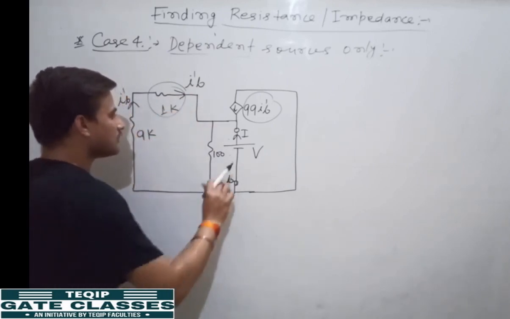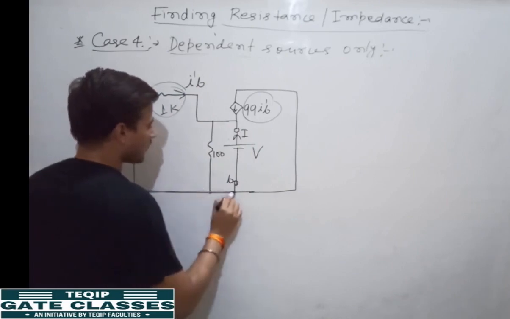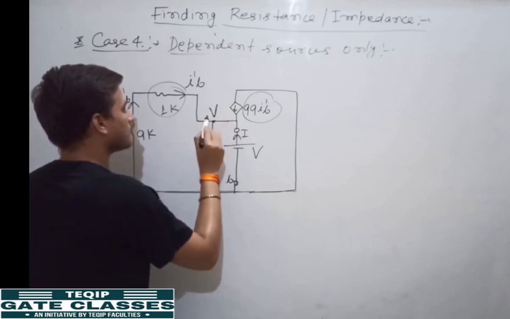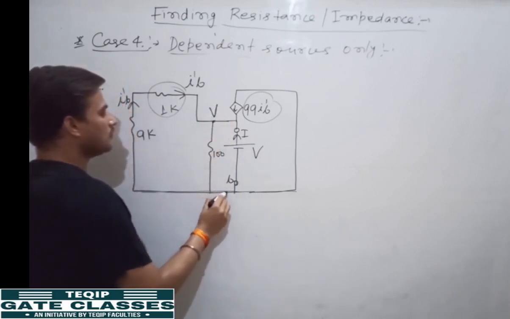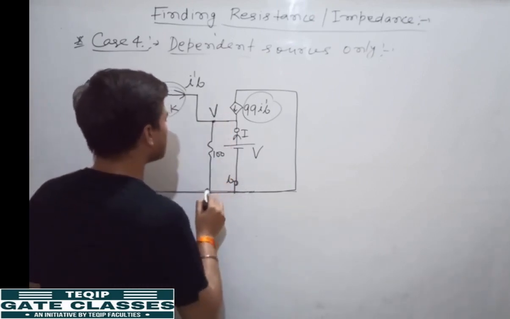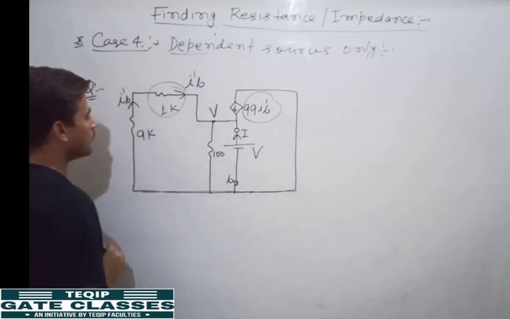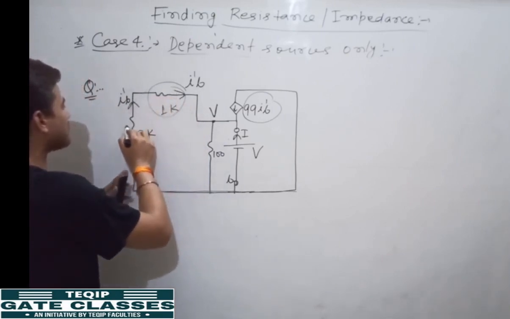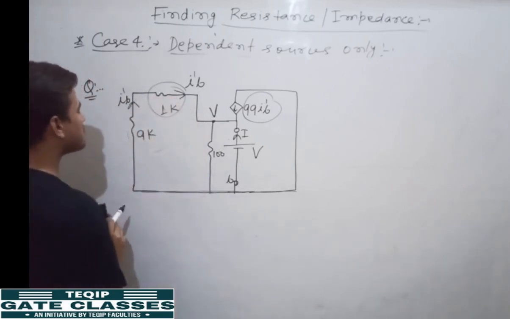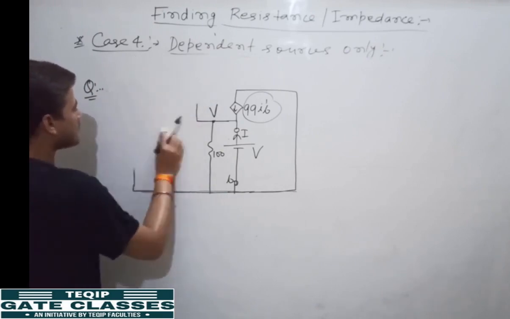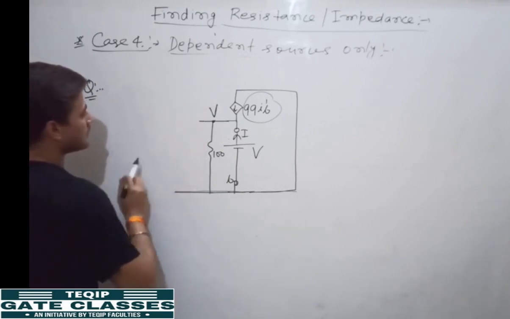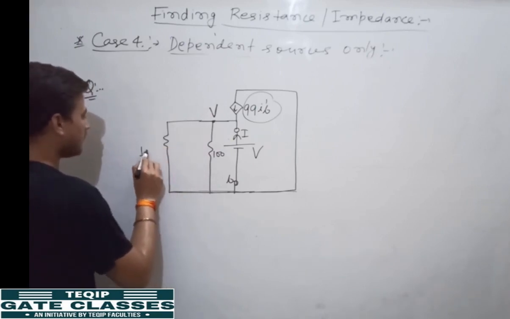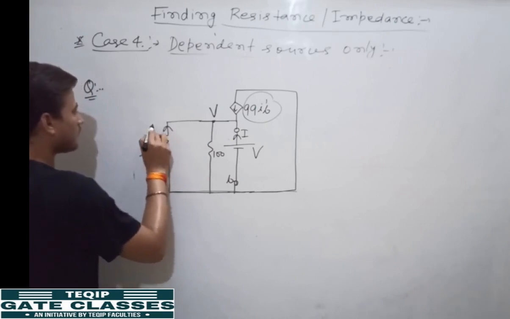You know this potential is V volt and this is ground, so this potential will also be equal to V volt. When this potential is V volt, you see that two resistors are connected here. These two resistors can be replaced by a single resistor. 1K plus 9K becomes 10K. The direction of current is this one.